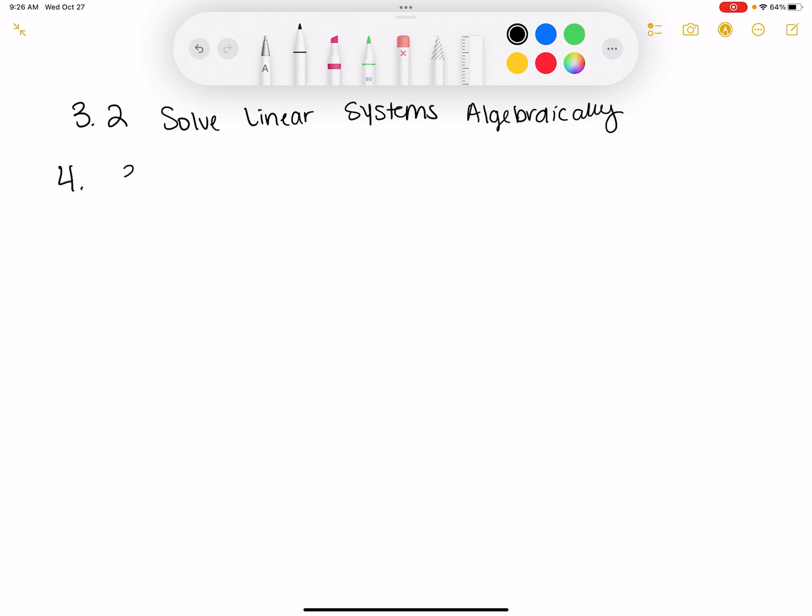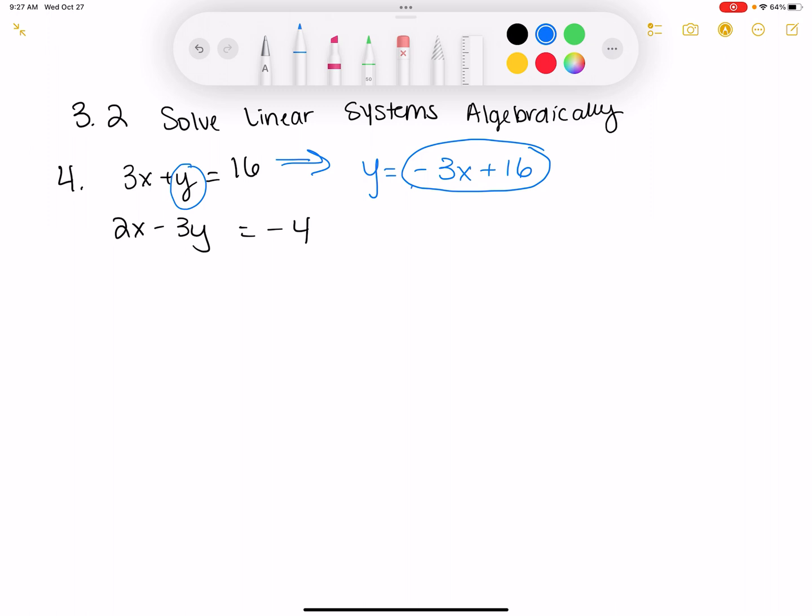All right, number 4, we've got 3x plus y is equal to 16, and 2x minus 3y is equal to negative 4. So I like to take the easiest way out if possible. I look for a variable that has no numbers with it and no negatives if possible, just to avoid having to divide or multiply. So I'm going to get this y by itself. So y is equal to negative 3x plus 16. And I'm going to take this whole thing and plug it in for y in the second equation. So I have 2x minus 3 times negative 3x plus 16 is equal to negative 4.